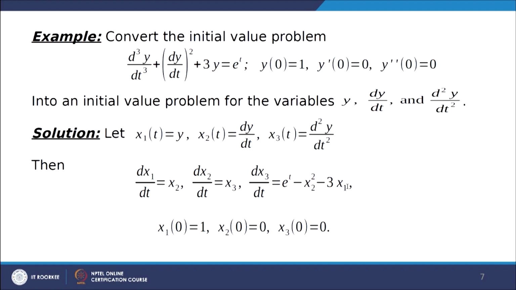Now, y at 0 is given equal to 1. So, you can see x_1(t) is equal to y. So, at t equal to 0, y is equal to 1, therefore x_1(0) equal to 1. At t equal to 0, dy/dt is equal to 0, so x_2(0) is equal to 0, and at t equal to 0, d^2y/dt^2 is equal to 0, so x_3(0) equal to 0. So, the given initial value problem is converted into a system of first order differential equations with the initial conditions x_1(0) equal to 1, x_2(0) equal to 0, x_3(0) equal to 0.